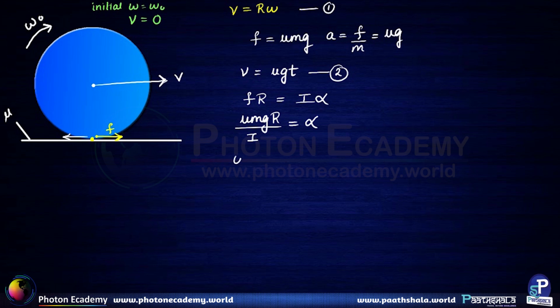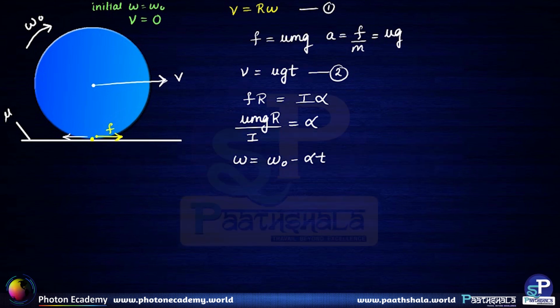So omega will now be equal to omega naught minus alpha t. This is the circular motion kinematical equation for situations with constant angular acceleration. So this is going to be equal to omega naught minus mu mgr upon I into t. So this is our equation number 3.